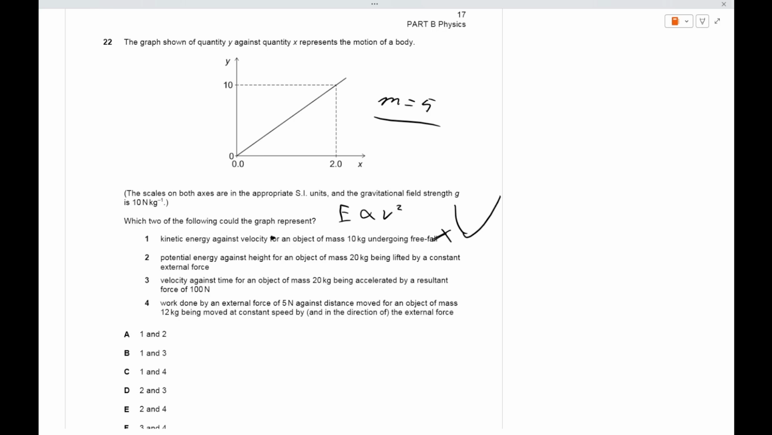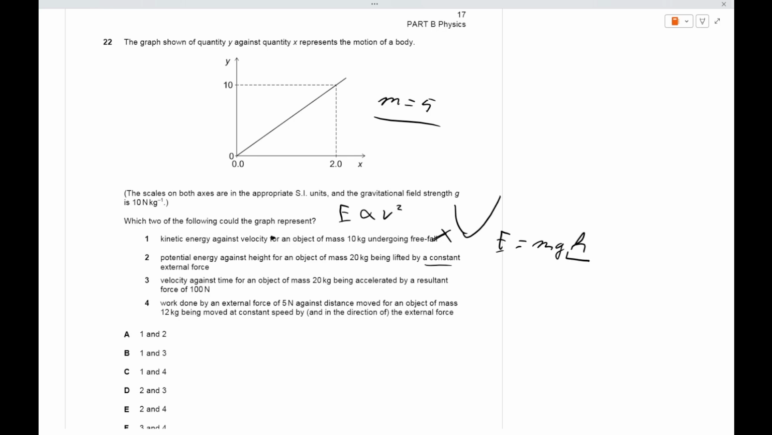2. Potential energy against height for an object of mass 20 kilograms. Okay, this being lifted by an external force does not matter. So it would be potential energy against height. That is linear because you know that potential energy is mgh.